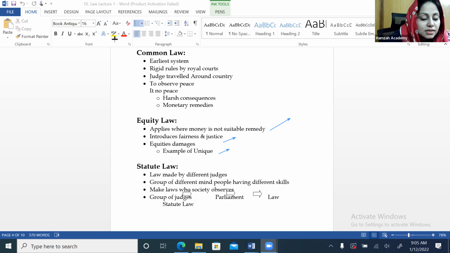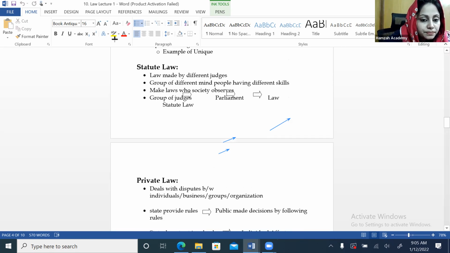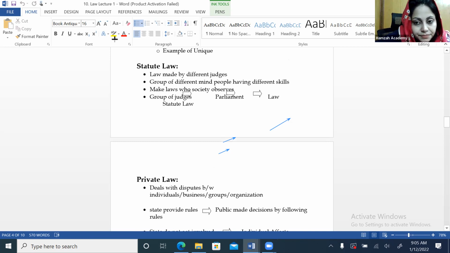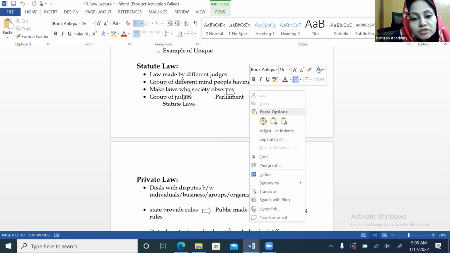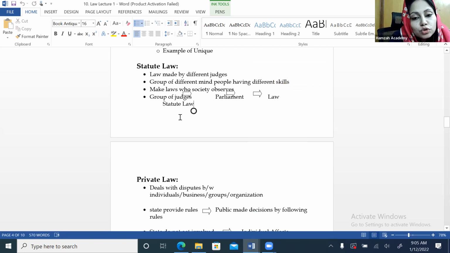The next is statute law. Statute law is made by different judges, a group of people with different minds and different skills, who make the law which society observes. Law made by the group of judges and parliament is called statute law. Okay, what is statute law?